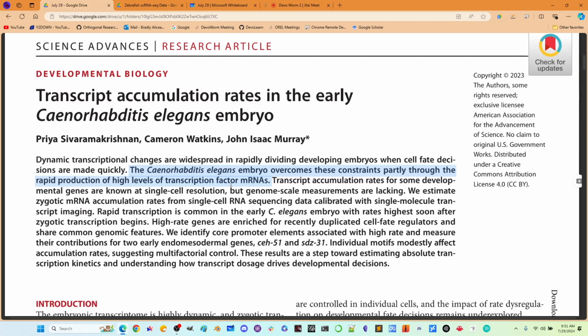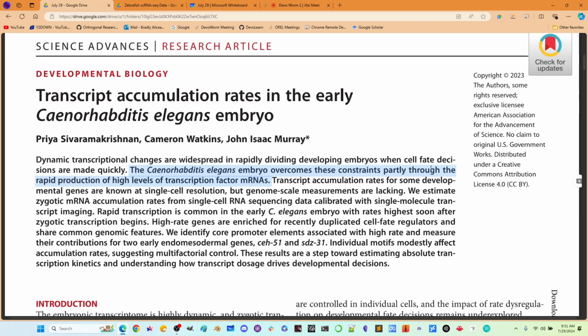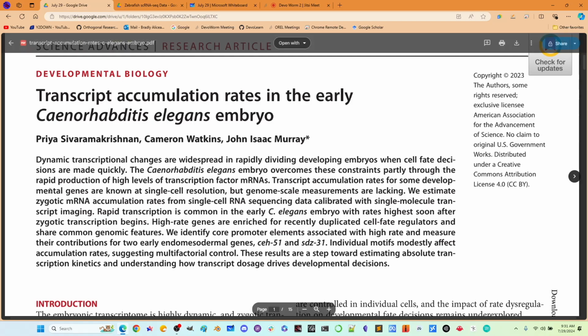So this is also important for cell fate decisions because you need to have things upregulated at the right time. They need to be available for you to use as a cell. So these are all things that involve mRNA pools within the cytoplasm, and the ability to utilize that pool when needed. Transcript accumulation rates for some developmental genes are known at single cell resolution.